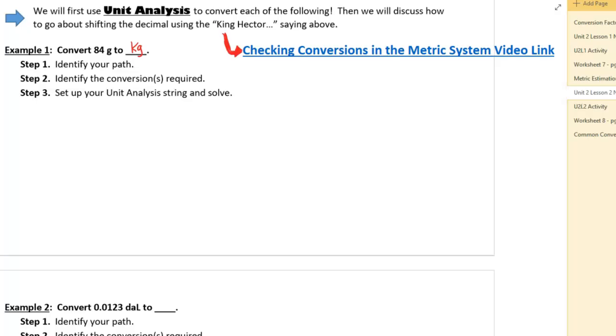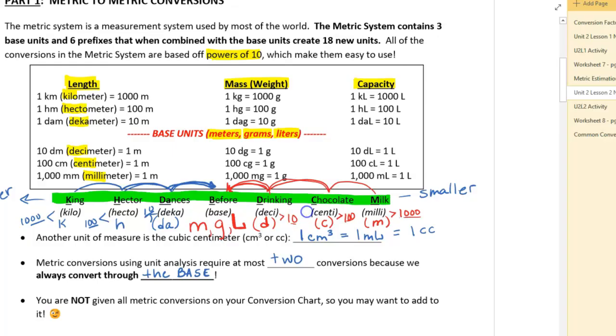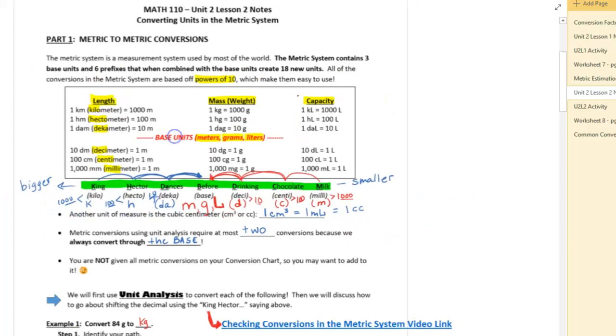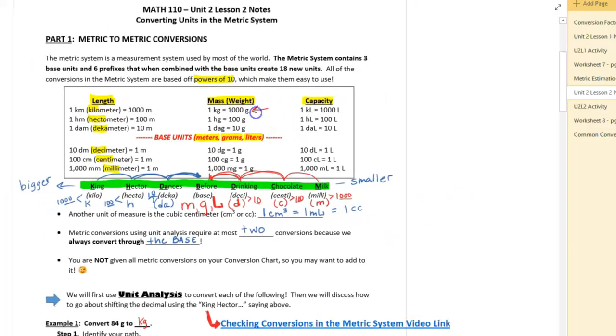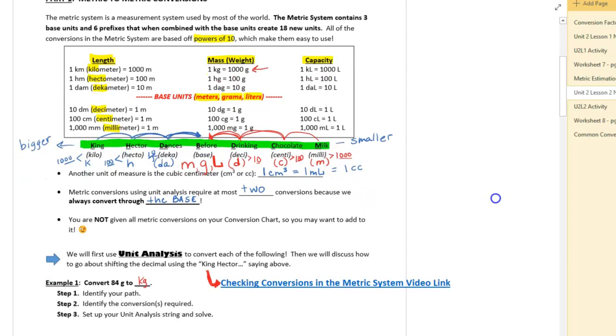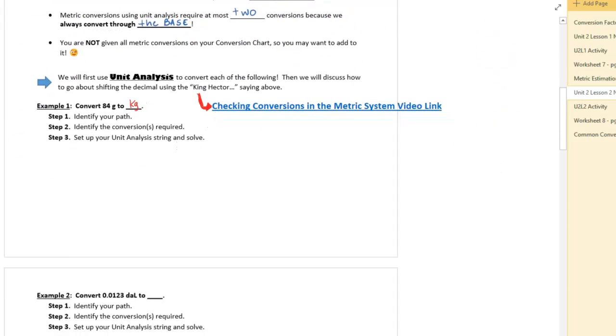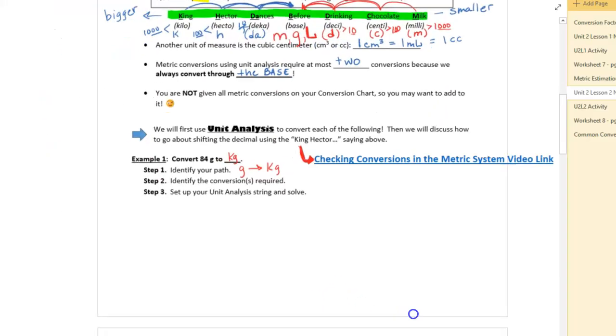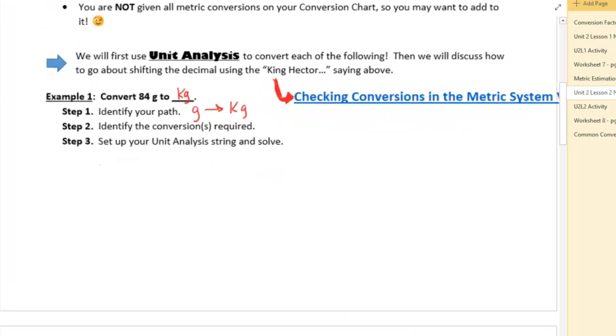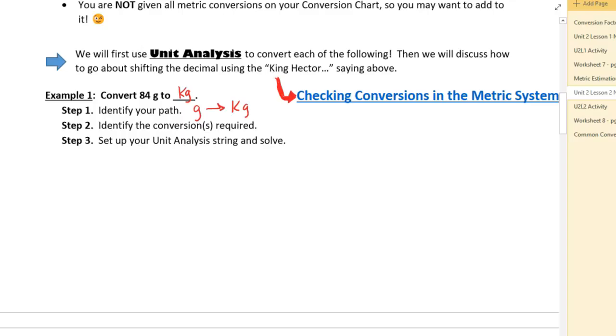So what we want to do is look at our chart and see, do we have a conversion that will go straight from grams to kilograms? And we do right here. So we know 1 kilogram is equal to 1,000 grams. So our path is going to go from grams directly to kilograms, which means we'll only need 2 fractions and 1 conversion factor to complete this.